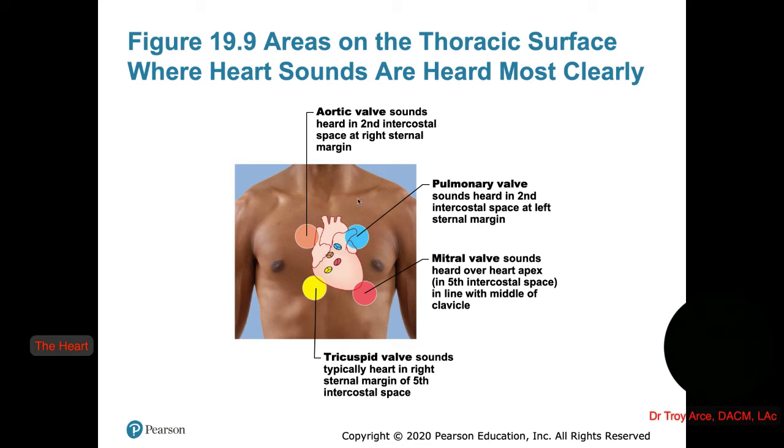So take your clavicle, over here, mid-clavicular, fifth intercostal space. That's going to be your mitral valve. And your tricuspid valve is going to be at the sternal margin, so right up against the sternum in your fifth intercostal space. And you're going to say, well, why is this one lower on this side? I thought it was fifth. As you can see, the ribs start here, but they go down this way.